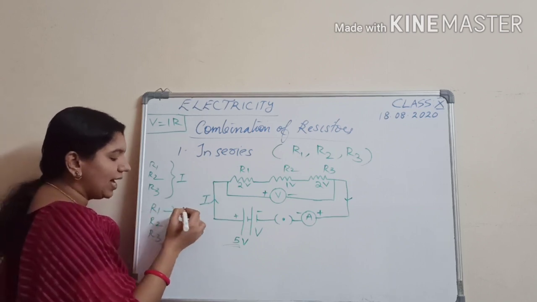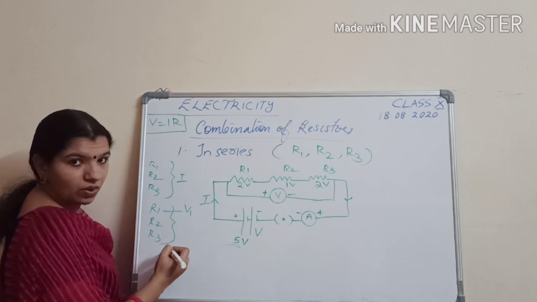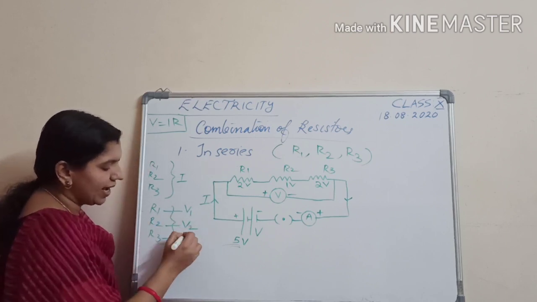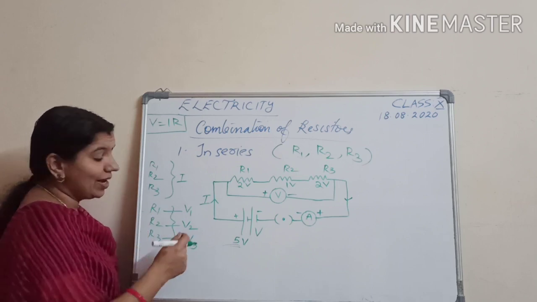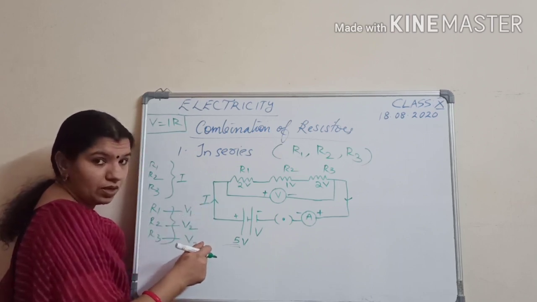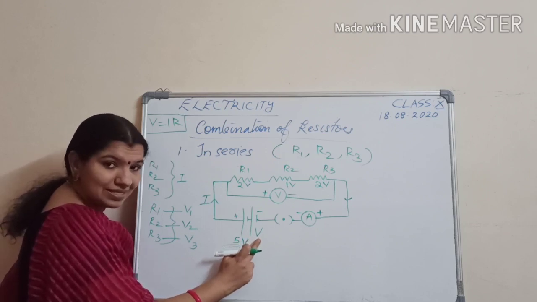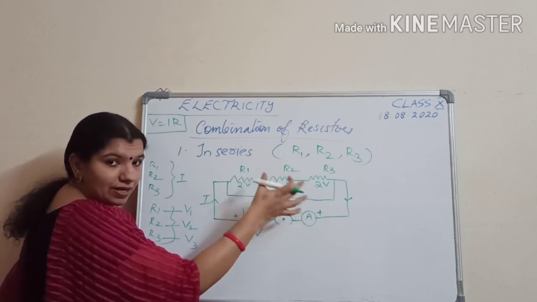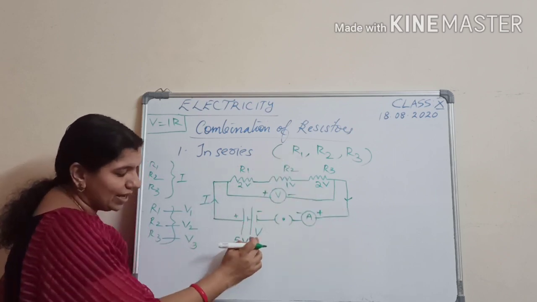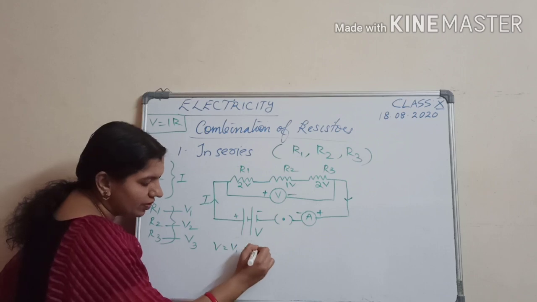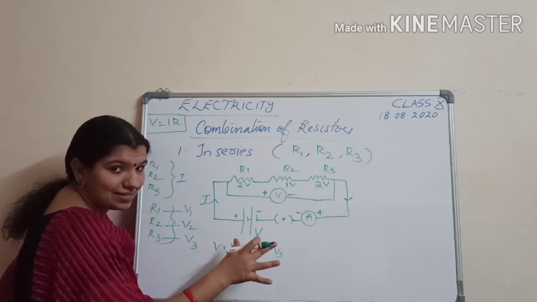So for R1 I will write V1, for R2 I will write V2, and for R3 I will write V3. Why did I write V1, V2, V3? If it was the same, I would write V out. But since it is different, it is getting split. That means this V is getting split into 3, which are V1, V2 and V3. You just assume like that.